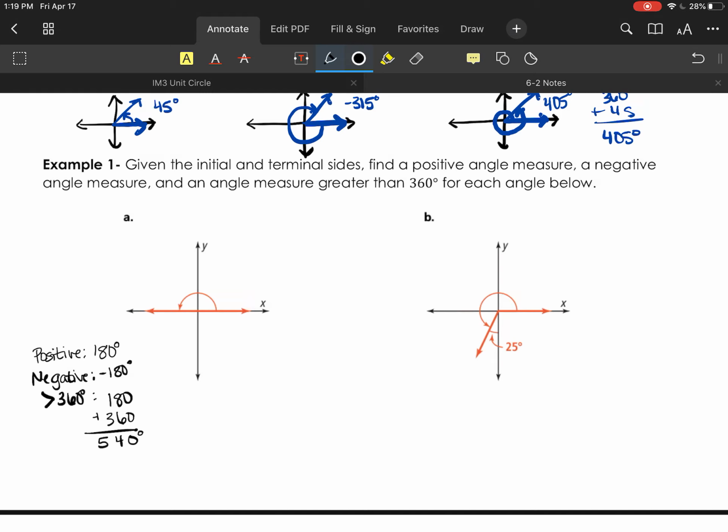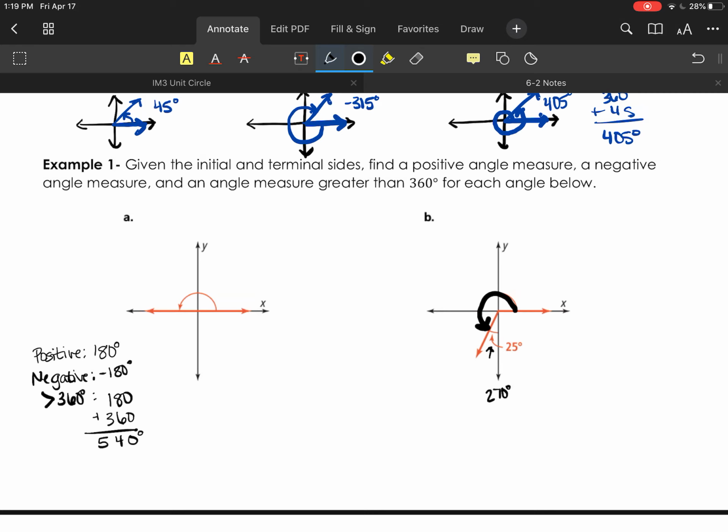All right. Letter B, this one's a little bit trickier, okay? You have to think a little bit more on this one. This one, we're looking at the part highlighted there, but it doesn't tell us what that angle is. It does tell us what this little section here is. It's 25. I know from my unit circle, this is 270 degrees, the arrow pointing down, the y-axis.